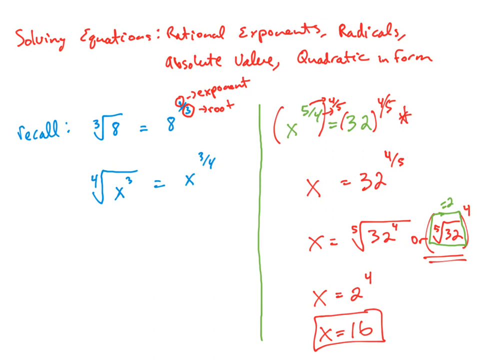And we can check this by simply saying x to the 5/4, is that equal to 32? Well, the 4th root of 16 is 2. 2 to the 5th is equal to 32. So this does, in fact, check.